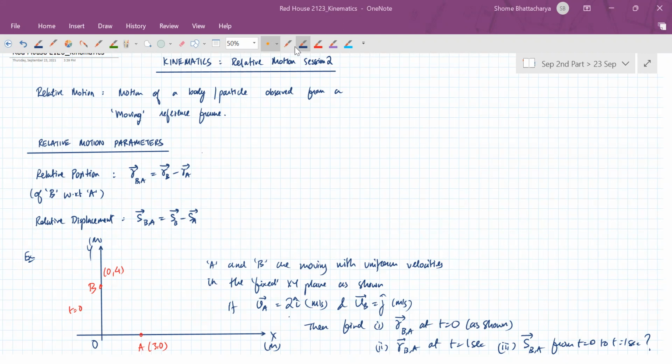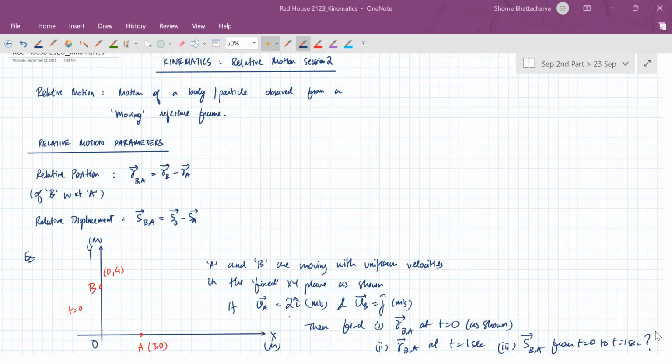Okay, Manav, I'm going through your answer. Yes, the first part is correct. Okay, second and third are good. So you can give the relative displacement also in vector form only. Okay, in i cap, j cap form only you can give. Okay, sir. Yes, your answers are also correct.